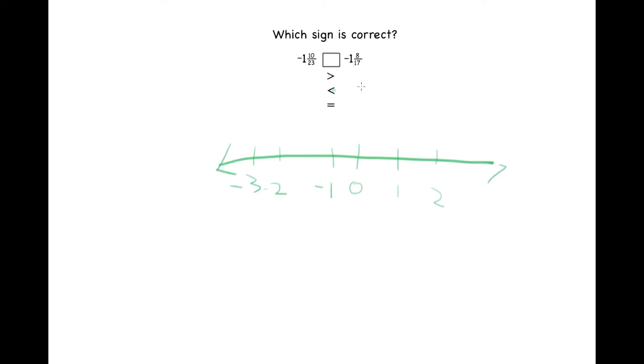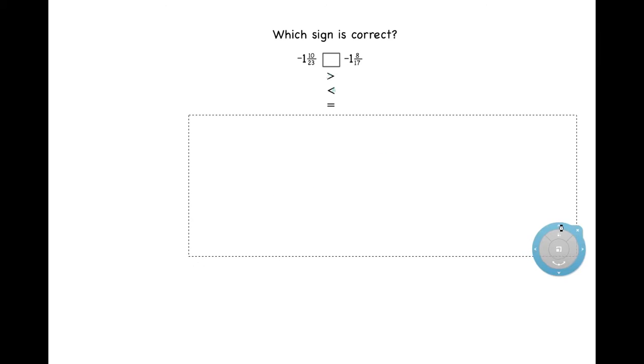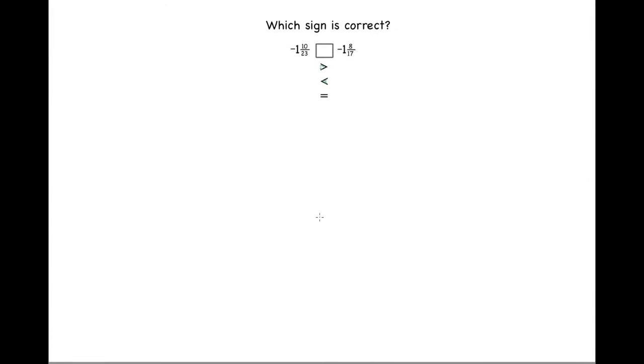So in this problem, we have to find out which is the smaller of the mixed numbers, and that will be the greater number overall, if that makes sense. Since it's negative. Exactly right. So now we just have to figure out which fraction is larger, or smaller, I guess, with negative numbers. So we have 1 and 10/23, and we have 1 and 8/17.